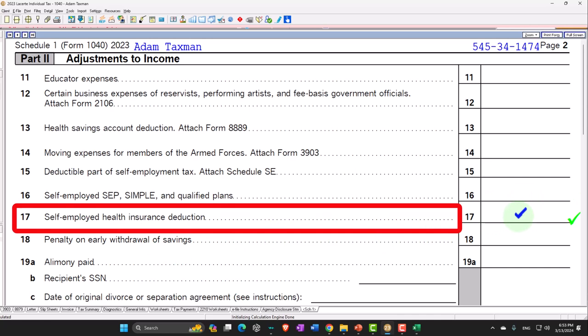As the name indicates, of course, that would possibly be applicable if somebody is self-employed. Most of the time we think about self-employed as someone who has a Schedule C type of business, but they could also have some other form of self-employment income, possibly with a flow-through entity like a partnership, for example, or possibly an S corporation could be applicable as well.